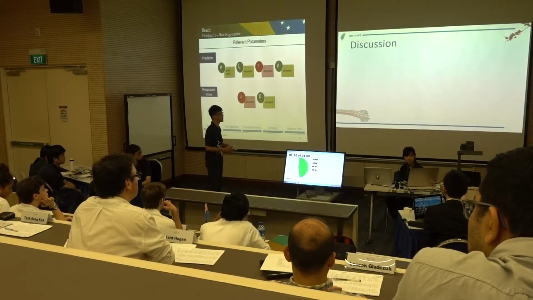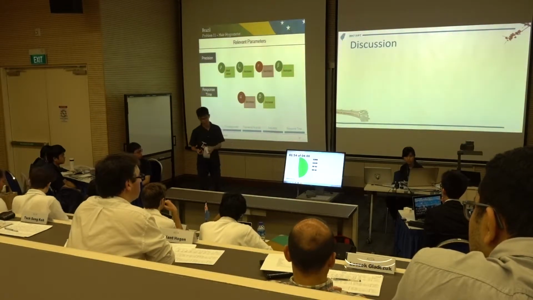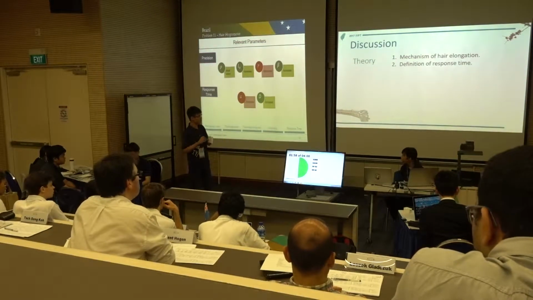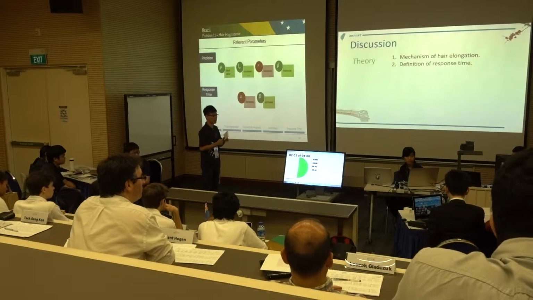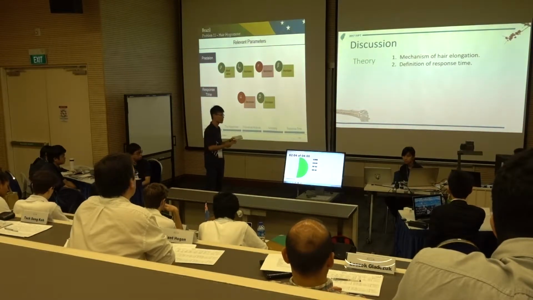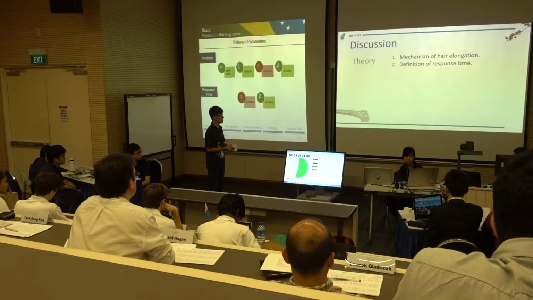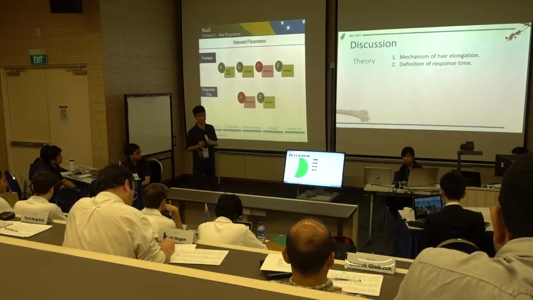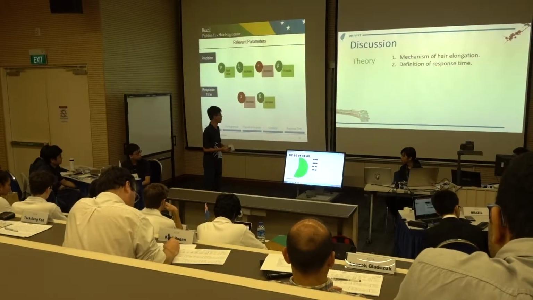Here are some points that the opponent wants to discuss with the reporter in the following minutes. First, about the theory, we need to clarify the mechanism of hair elongation. Is there a chemical reaction or something that causes the elongation? And for the definition of response time, the reporter didn't show a clear definition in his experiments, so the opponent wants to clarify this.